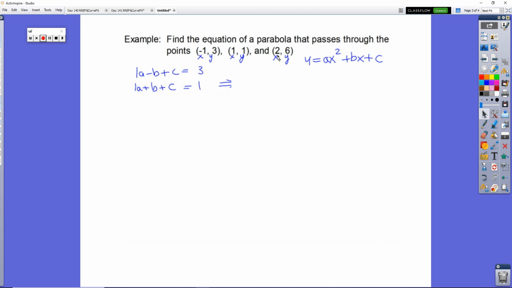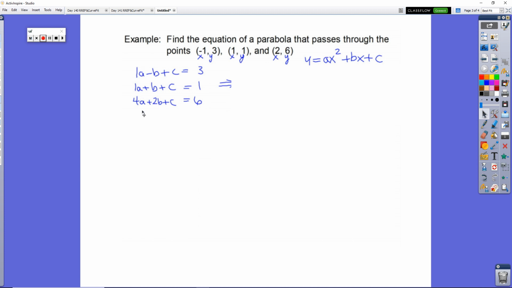Finally, your third pair of coordinates, 2, 6, are going to be put into the general equation for the parabola. 2 is your x coordinate, so it's going to go in here and get squared, which is 4, and then multiplied with a. 2 is also your x coordinate going in here, multiplying with b, so that's going to be 2b plus c. And 6 is your y coordinate going right here. So that equation would look like this. 4a plus 2b plus c equals 6. So here is our 3 equations.